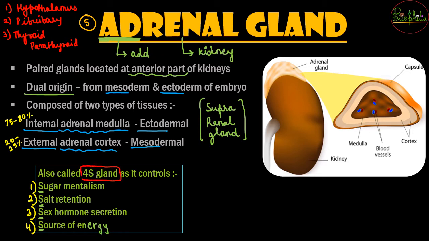So now we have understood about the adrenal gland having the first name, that is suprarenal gland, or you can also call it a 4S gland.